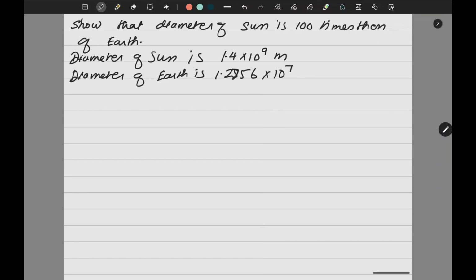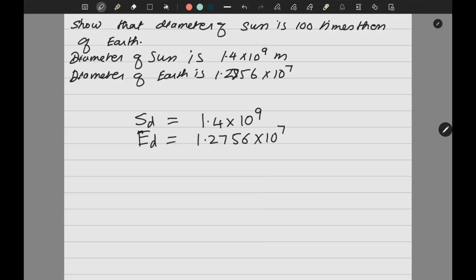Now come to the next one. Show that the diameter of the sun is 100 times that of the earth. So let the diameter of the sun be 1.4 into 10 to the power 9. And the earth's diameter is 1.2756 into 10 to the power 7. We have to show it is 100 times, so basically you have to find the sun's diameter upon the earth's diameter.